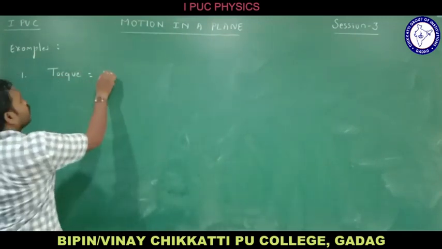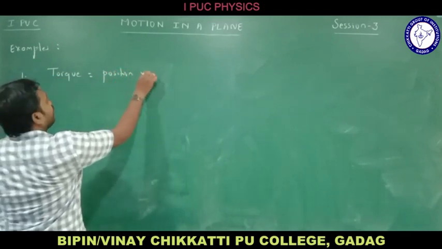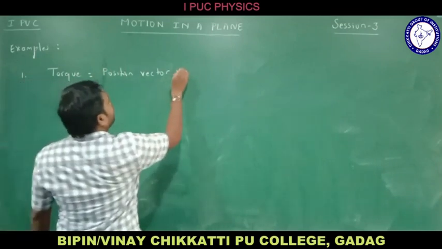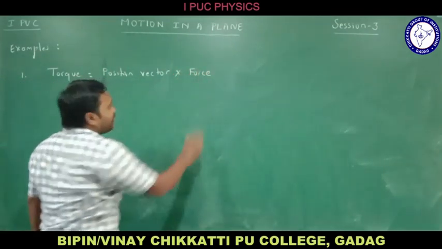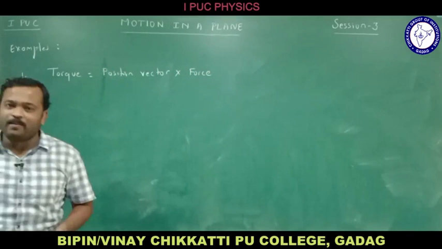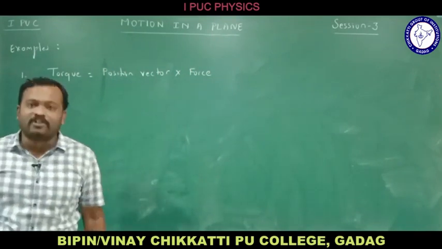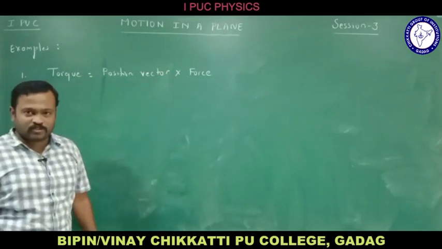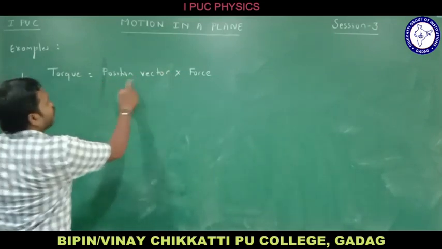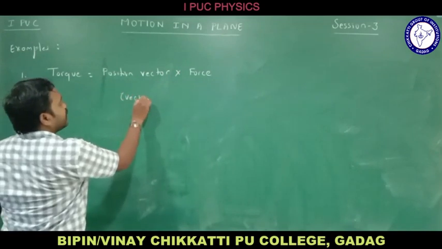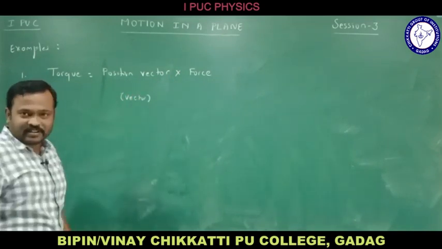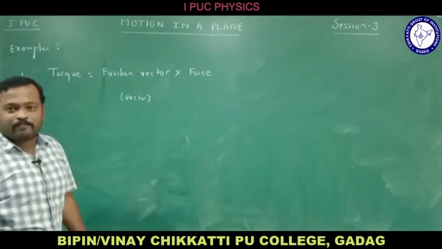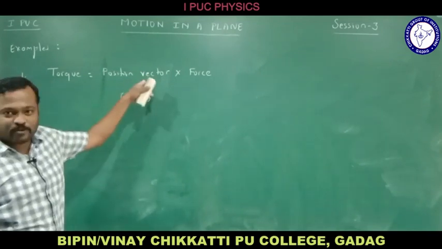Torque is equal to position vector into force. Again, all these formulas we will be learning in the further chapters. But we need to remember the formula for torque: position vector into force. First of all, we need to know what is position vector. It is a vector itself, a vector drawn from a point of reference to the position of the particle. That is called position vector. We have learnt about this.